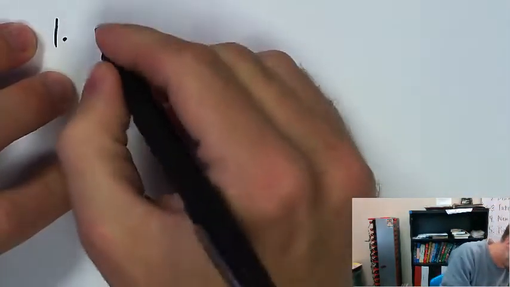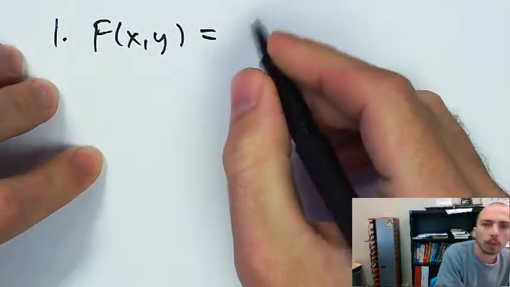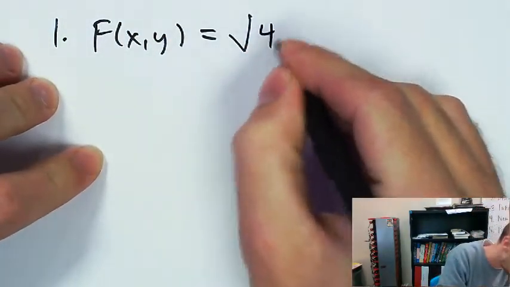Alright, so the first one is find the domain and range of the function. Find the domain of f of x and y equals the square root of 4 minus x squared minus y squared.